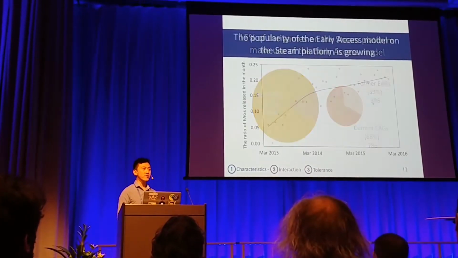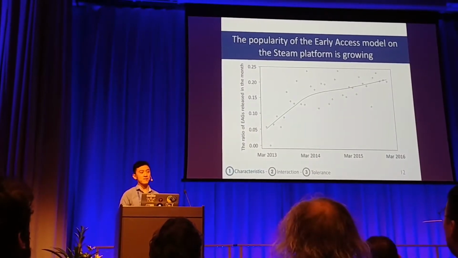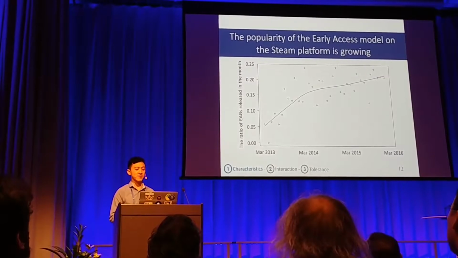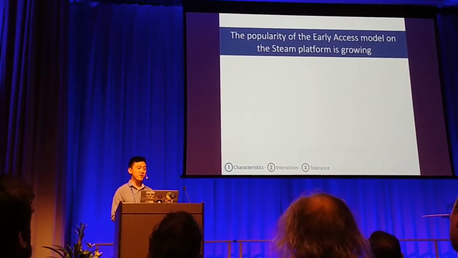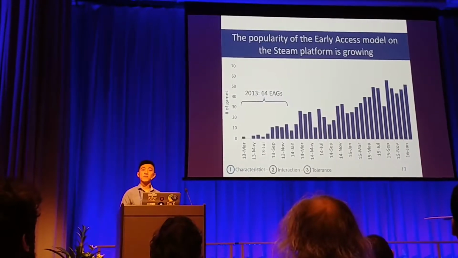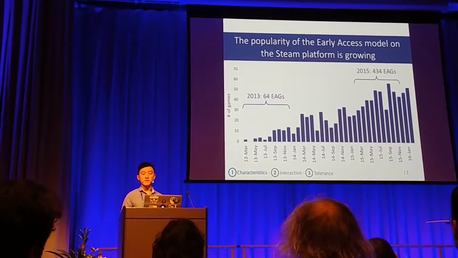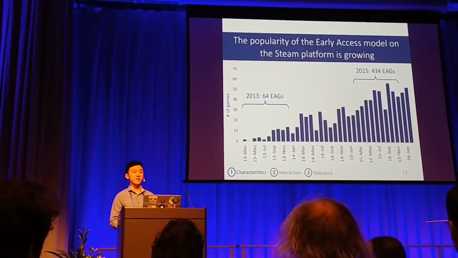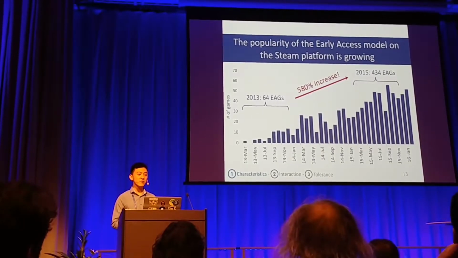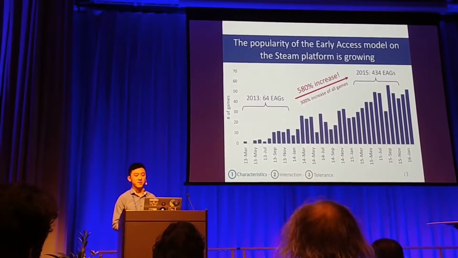And when we look at the ratio of the early access games released in each month versus the non-early access games, we see a very clear trend of growth during the past 3 years. This is further confirmed by the number of games released. We can see that in 2013 there were 64 games released as early access games, while in 2015 the number becomes 434. This is an almost 600% growth. Even comparing to the 300% growth of the Steam platform itself, it almost doubled the growth.